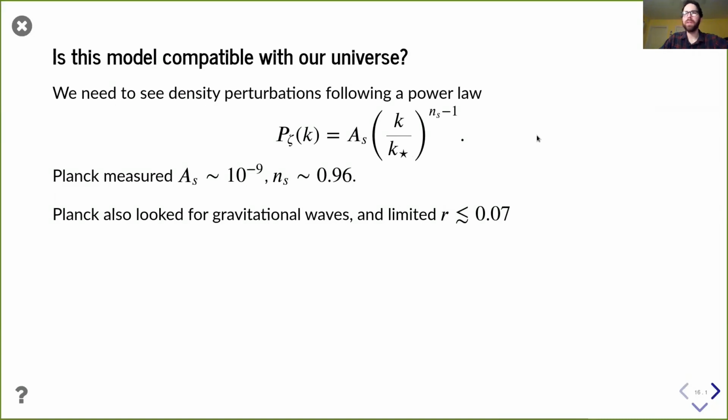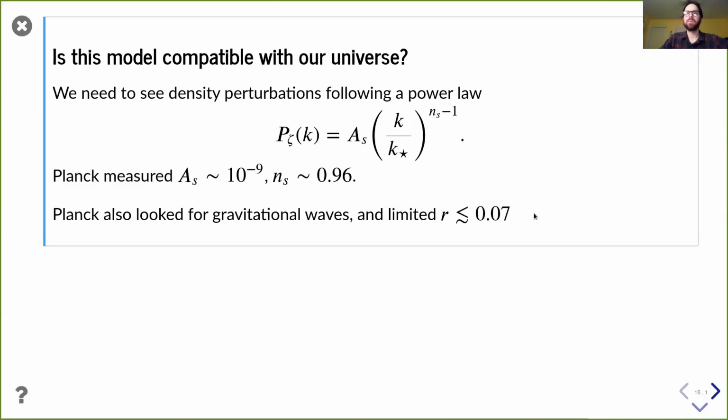If NS was 1, this would be what we call a perfectly scale invariant power spectrum. But we measured NS to be about 0.96, so it's not quite scale invariance. We've also looked for gravitational waves. These would change the CMB in certain ways, and we know that they are at most 7% or so of the density perturbations.